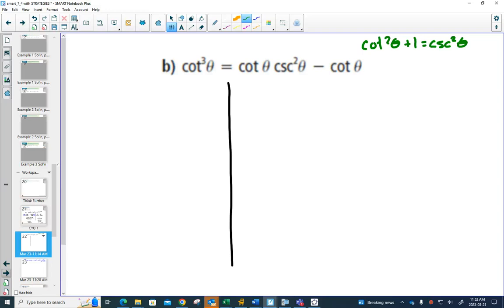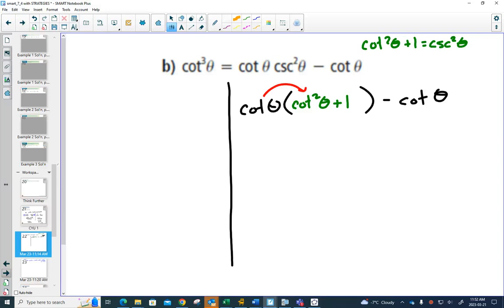That triggered in my mind that I had this identity that relates them, and at this moment I go, oh, if I change this cosecant squared theta to cotangent squared theta plus 1, then my proof only has cotangent. And maybe that will make it work a lot easier.